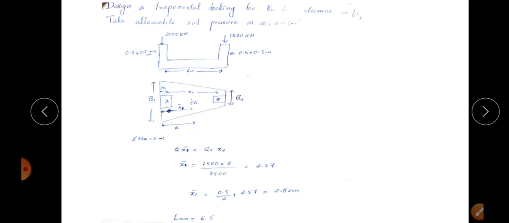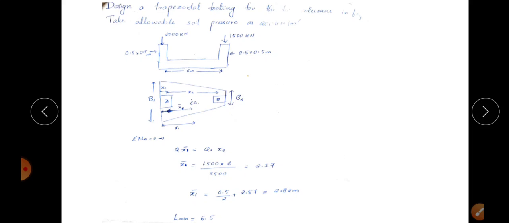x1 bar and x bar. First step, equate the moment at point A to 0, that is, sigma MA is equal to 0. So Q into x bar is equal to Q2 into x2. So x bar will be obtained as 2.57.